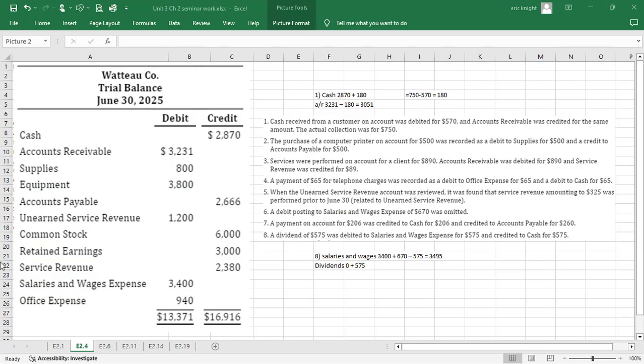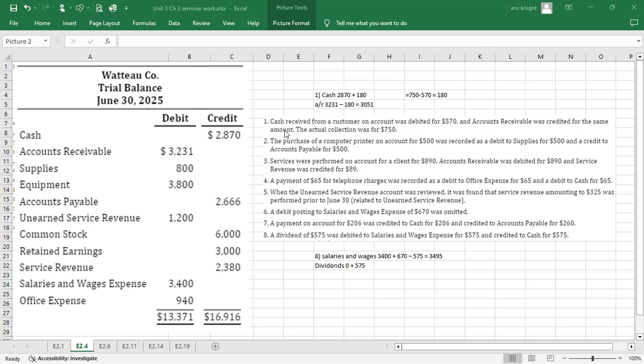So looking at 2-4, here's what the problem is. We have this trial balance, but the trial balance is just full of errors. You can tell because the debits don't equal the credits, and a trial balance always has to have debits equal credits. And so they give us 8 things that are wrong. Well, the first thing that's wrong is that this amount, the cash, needs to go over here, the debit amount.